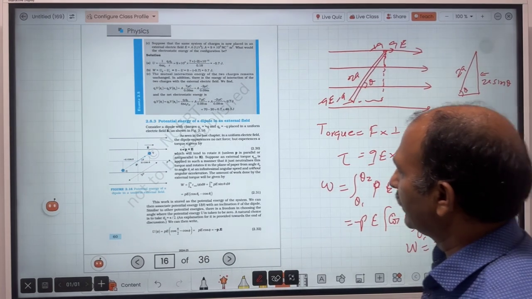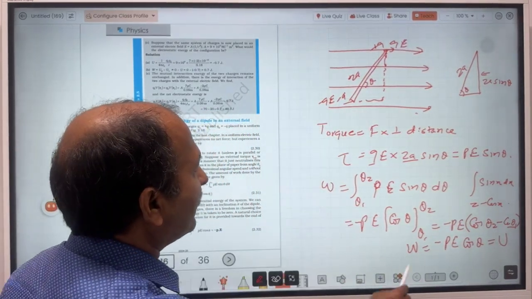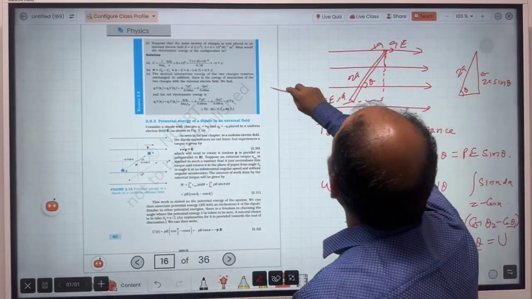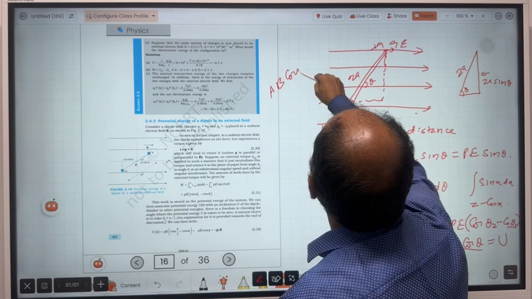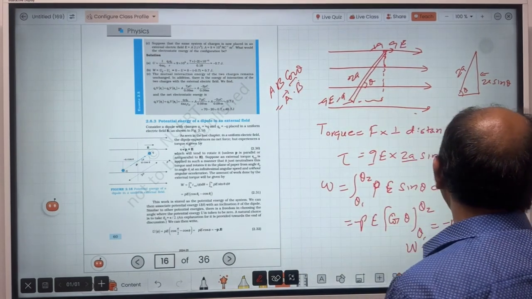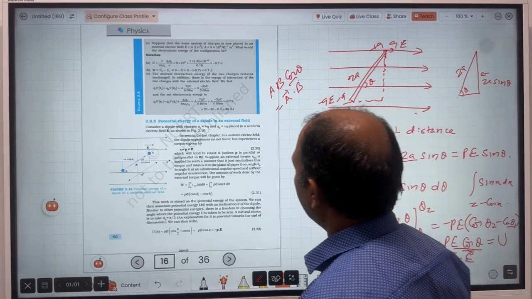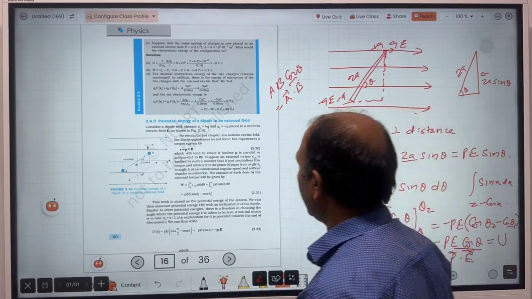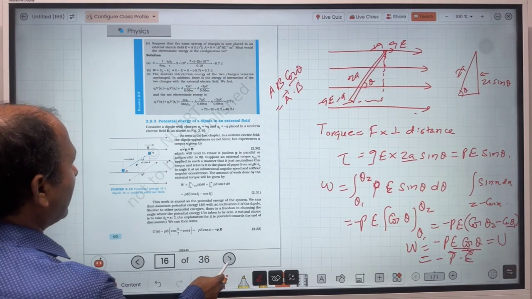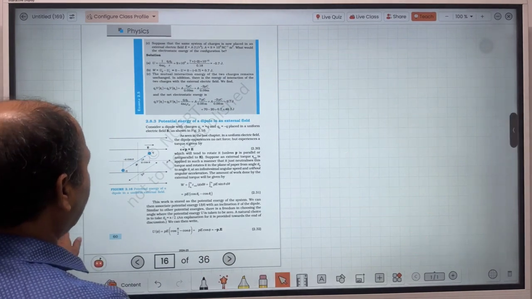So we have got the expression of potential energy. If we want to write it in vector form, since cos theta is involved, and if you remember AB cos theta is given, you can write it as A dot B. Similarly, you can write it as minus P dot E. So the dot product of dipole moment and electric field, with a negative sign, is equal to the potential energy of a dipole in a uniform electric field.